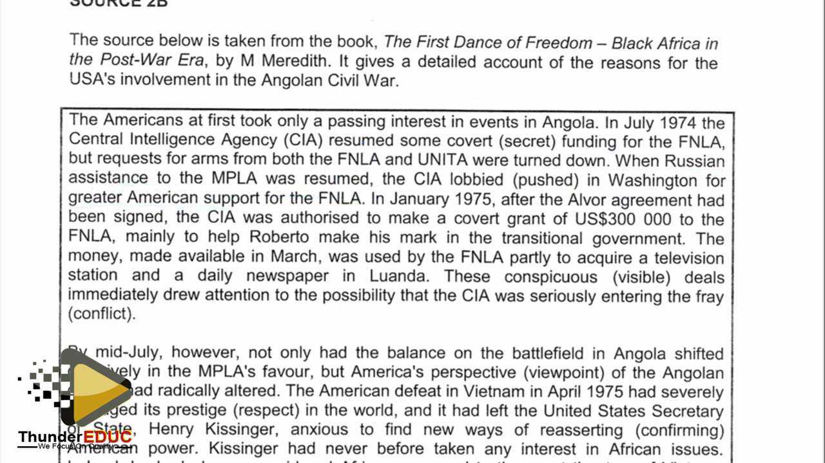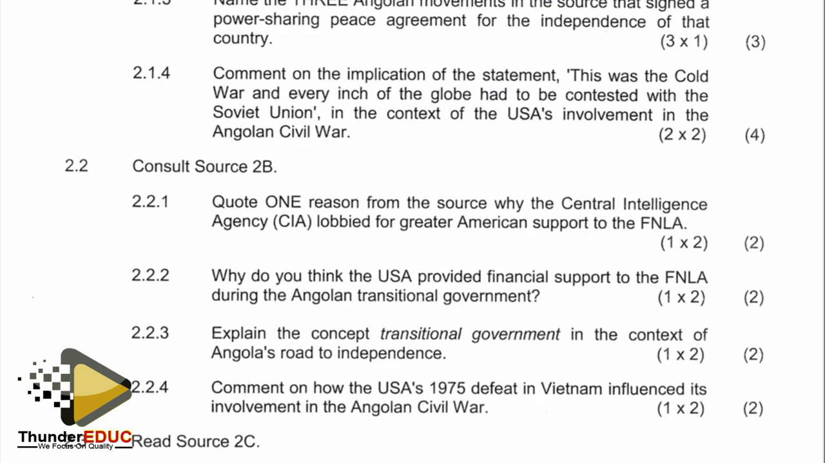Number 2.22, it says, why do you think the USA provided financial support to the FNLA during the Angolan transitional government? There is a transitional government, which is a temporary government supposed to manage affairs while we are waiting for the formal elections to elect the legitimate government to lead the country. These three movements are now getting support from foreign countries. Why is it that America was giving assistance to the FNLA during the transitional government? It's not yet election time. The government is stable, the power sharing deal has been agreed upon, but you start supporting one movement within the transitional government. What was the reason?